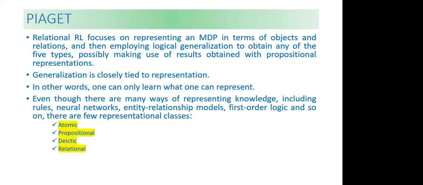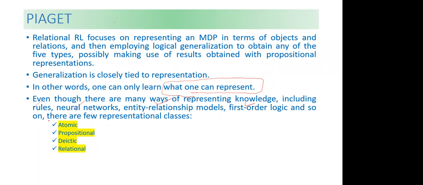So this is what Pygate focuses on. In the relational reinforcement learning and the MDPs we use, there are objects, and we represent these things tightly. In other words, the basic motive is to only learn what one can represent. Even so, there are various ways of representing knowledge, including rules, neural networks, entity relationship models, first order logic, and so on.